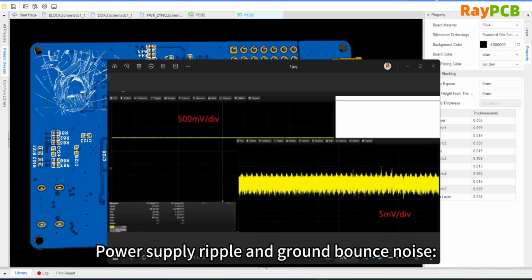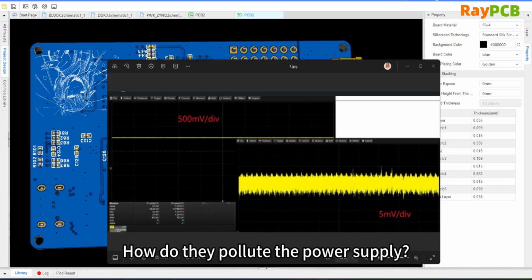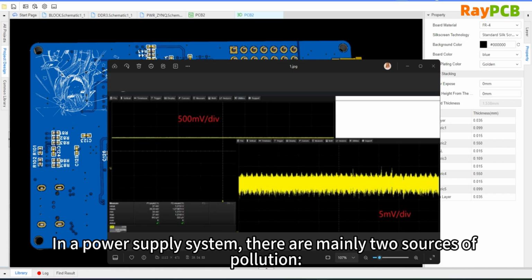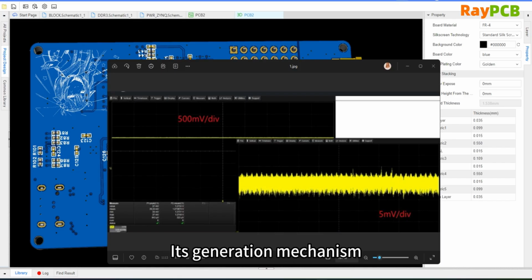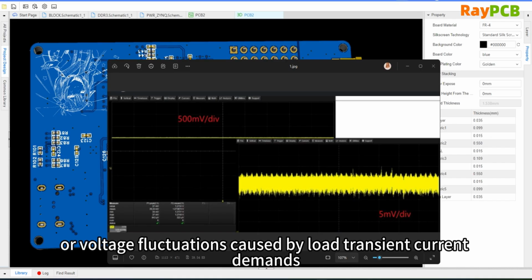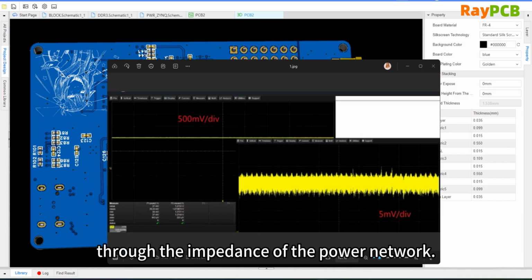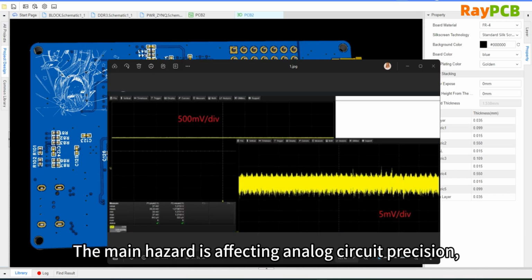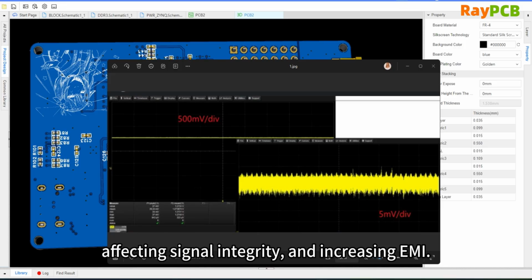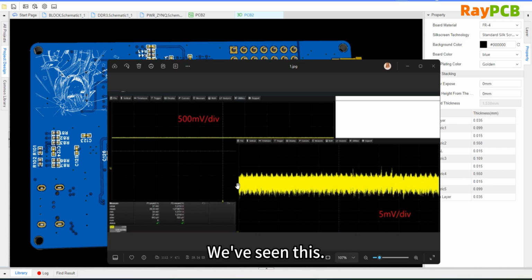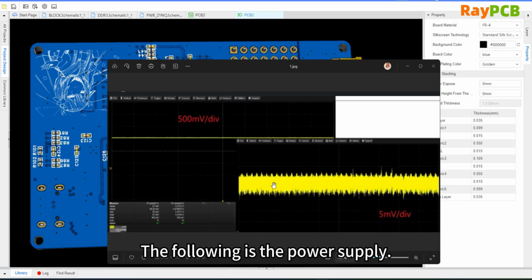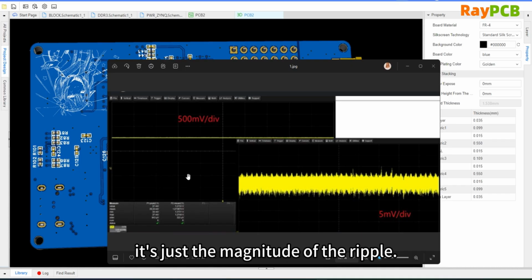Power supply noise is caused by ripple and ground bounce. So how do they contaminate the power supply? In a power system, there are mainly two sources of contamination. The first is power supply ripple. Its main generation mechanism comes from the power converter, such as a DC-DC converter. These are caused by high-frequency switching actions or by voltage fluctuations generated when transient current demands from the load pass through the power network impedance. The main harm is that it affects analog circuits and through coupling impacts digital circuits, increasing signal integrity issues. What we see below is the power supply. Every power supply has ripple. It's just a matter of how much. The more tightly we control it, the smaller it becomes.